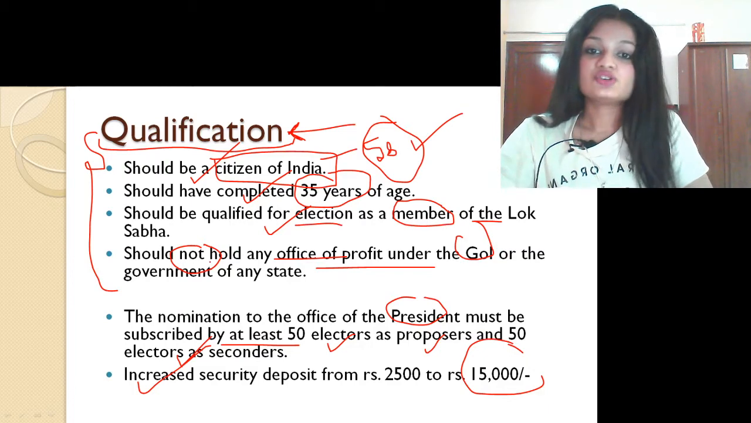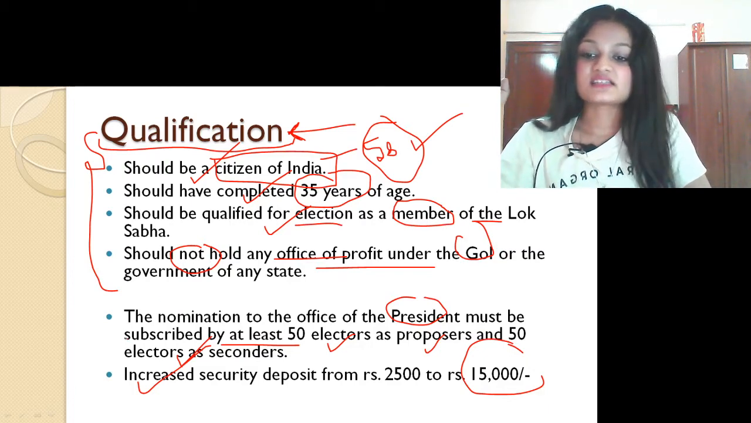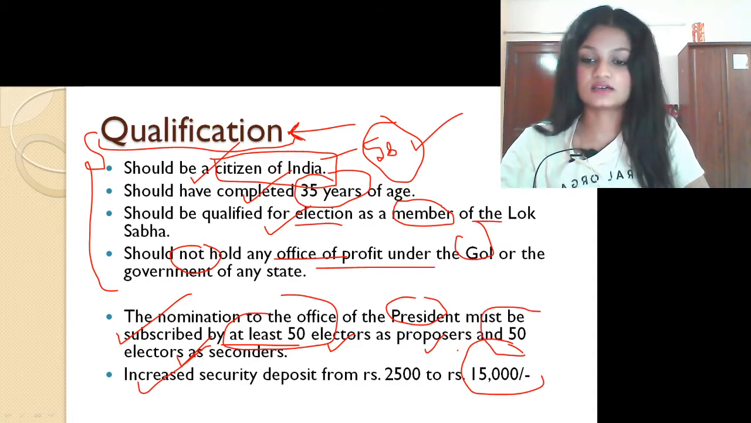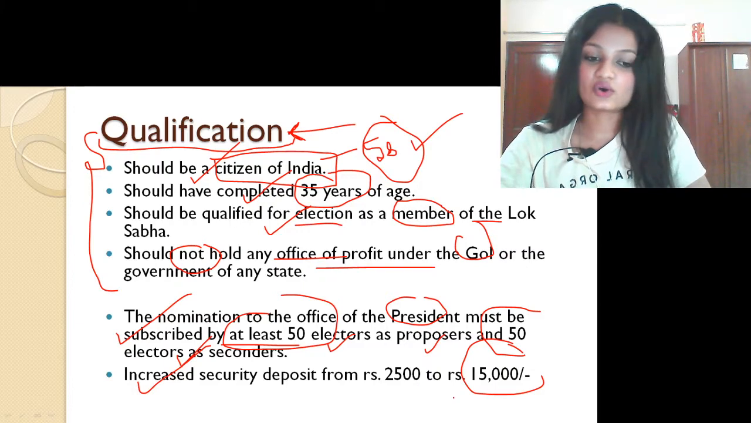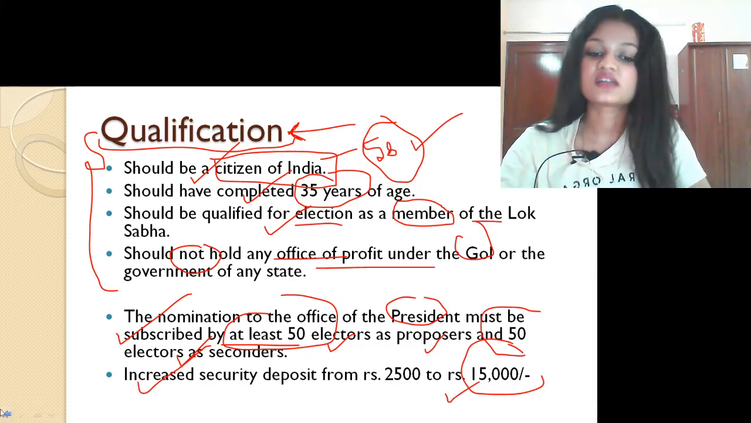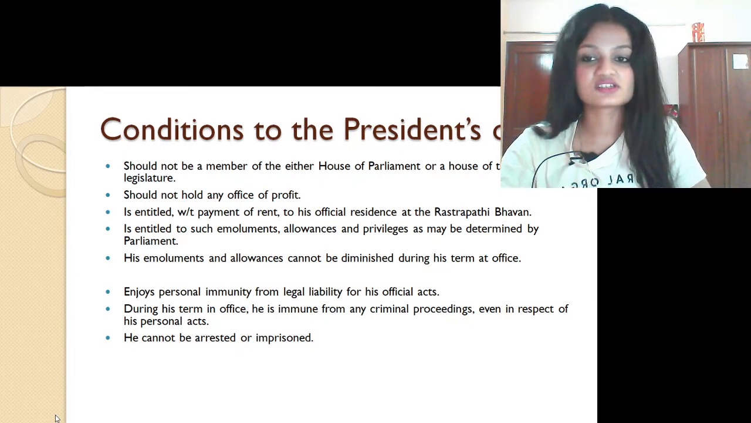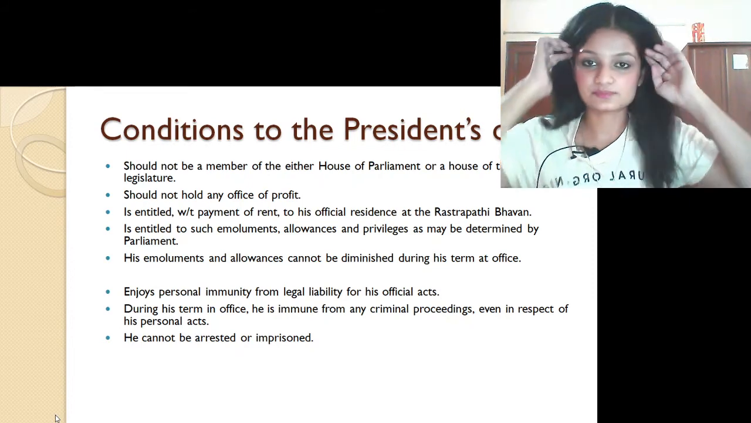The nomination to the office of the president must be subscribed by at least 50 electors as proposers and 50 electors as seconders. Earlier, the security deposit for this very purpose was rupees 2,500, but now it is 15,000. So the security deposit money has increased.